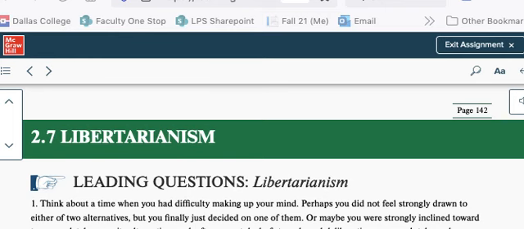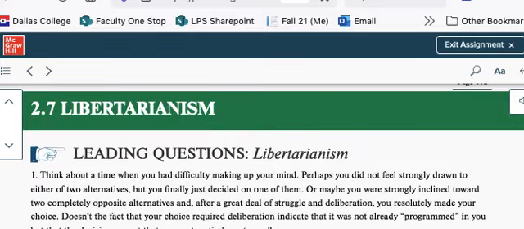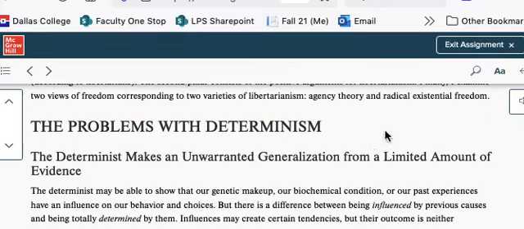Okay, so please remember that we are not talking about political libertarianism. We are talking about metaphysical libertarianism. Make sure that you read carefully through this section. Something to point out is where he's talking about the problems with determinism. So here, what is he doing? He is making the negative case for metaphysical libertarianism, all right?